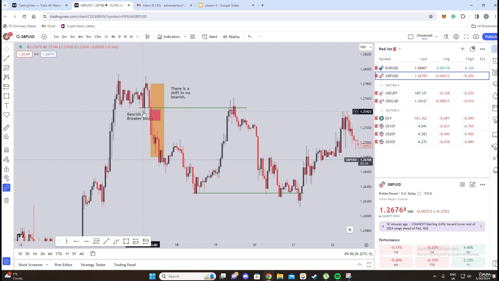So this is our bearish breaker, and let me just write down exactly what you need to see to get a bearish breaker.